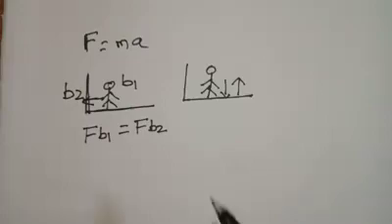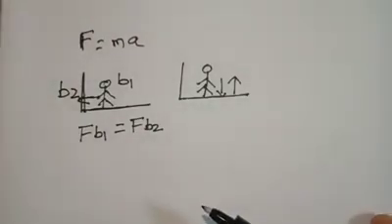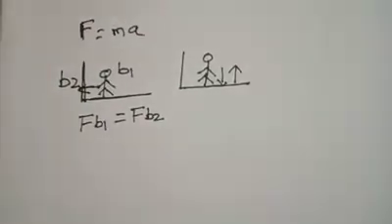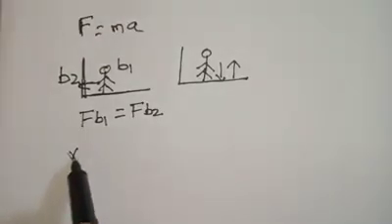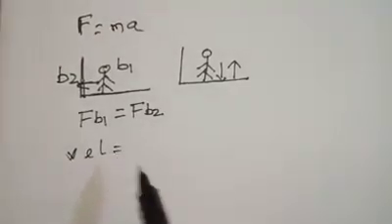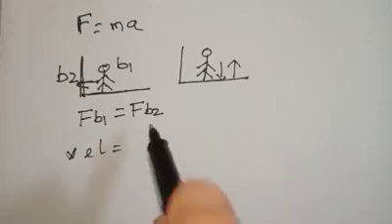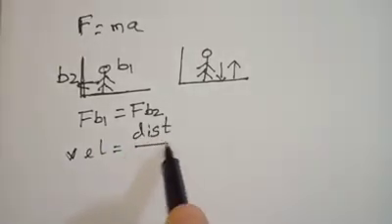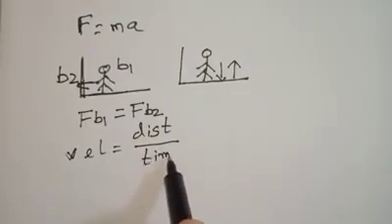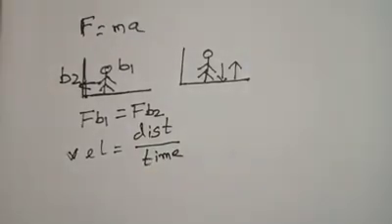Right, so this is the force on body 1 and this is the force on body 2. Now we also need to understand what velocity is. Velocity we can write as velocity equals distance divided by time. We know this. Now, what are the units for that? Let us see.